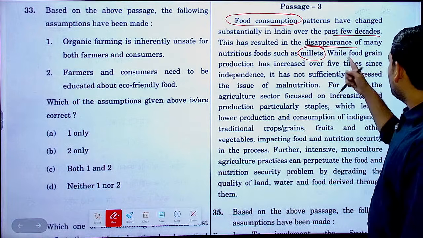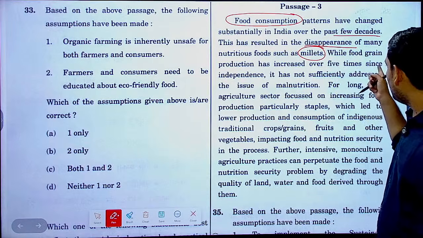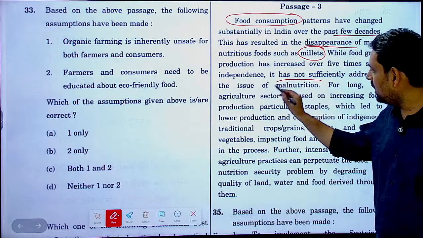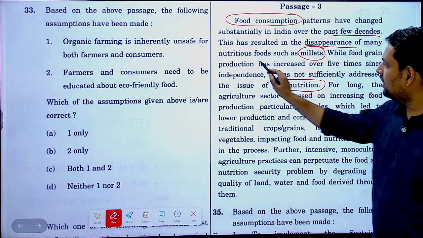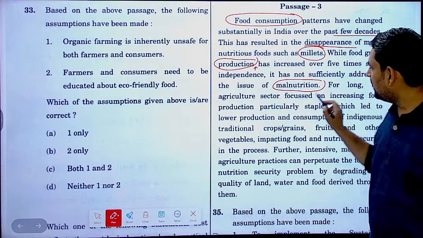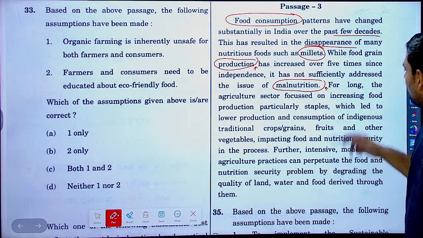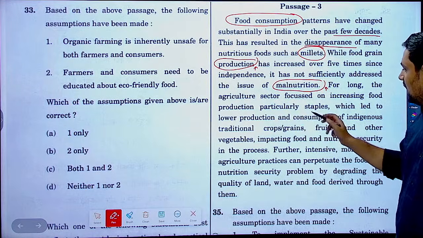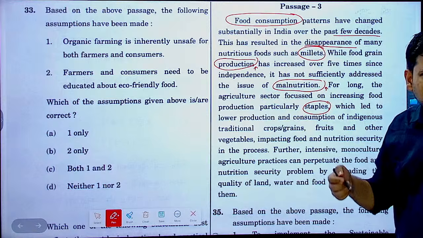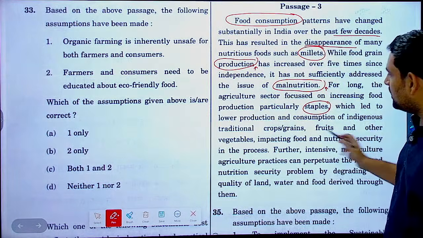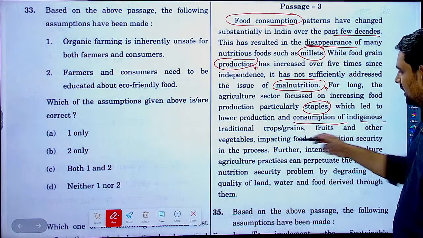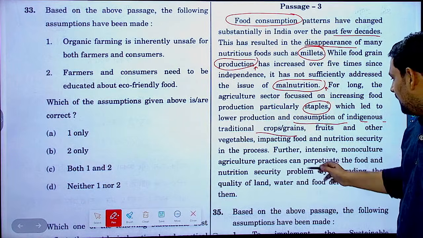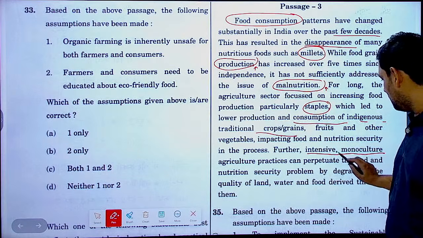Then while food grain production has increased over 5 times since independence, it has not sufficiently addressed the issue of malnutrition. So on one side it is saying the production has increased, but malnutrition has also increased. Then for long, the agricultural sector focused on increasing food production, particularly staples. Staples are rice, wheat, all this, which led to lower production and consumption of indigenous traditional crops or grains, fruits and other vegetables. Then further, intensive monoculture. So this is about monoculture.